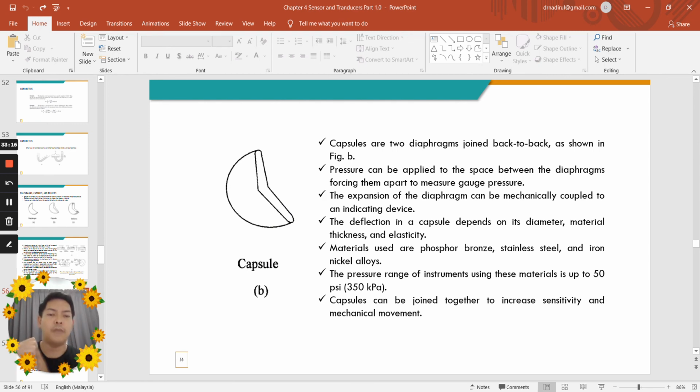The deflection in the capsule depends on its diameter, material thickness, and elasticity. Materials used are phosphor bronze, stainless steel, and also iron nickel alloy. The pressure range of major instruments using these materials is up to 50 psi or 350 kilopascals. Capsules can be joined together to increase sensitivity and mechanical movement.